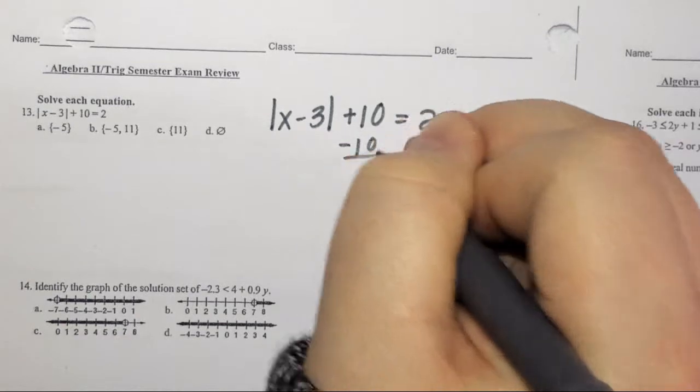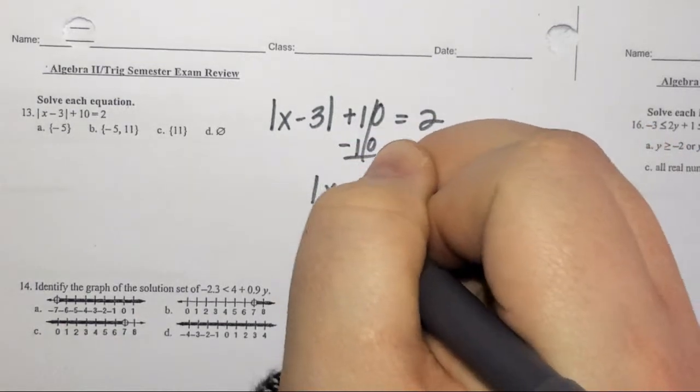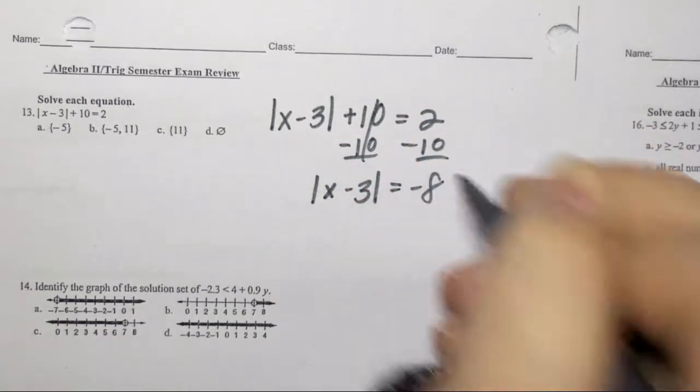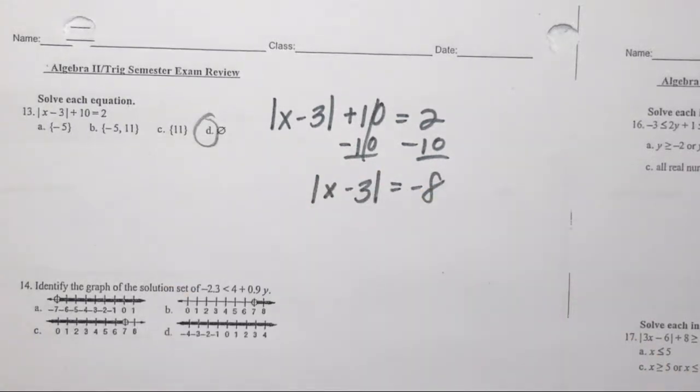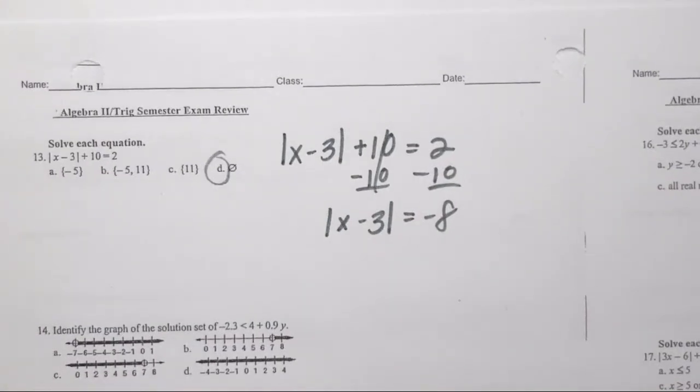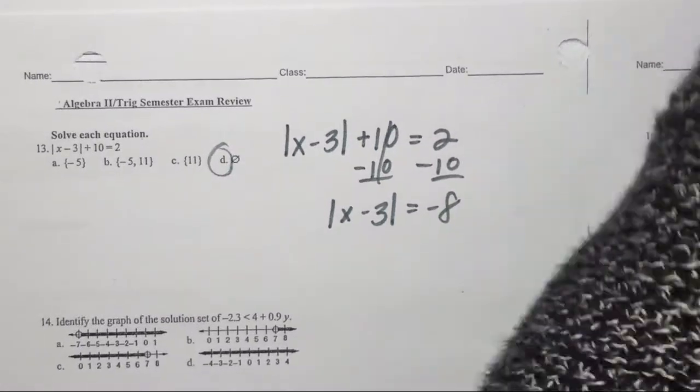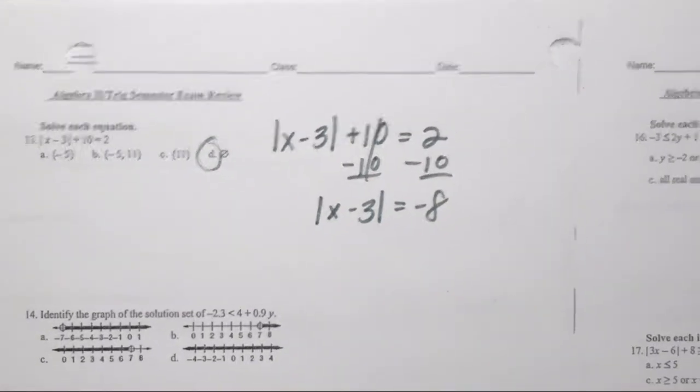Okay, you subtracted 10 from both sides. You had absolute value of x minus 3 is equal to negative 8. Absolute values can't equal a negative number, so the answer is D. This would have been a nice one. 14, we start doing inequalities.